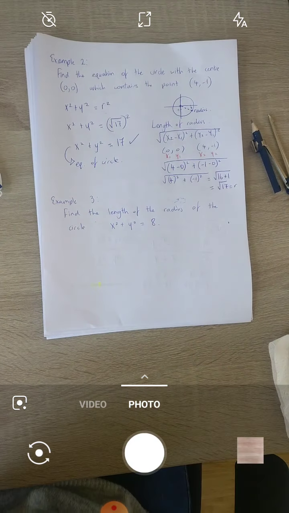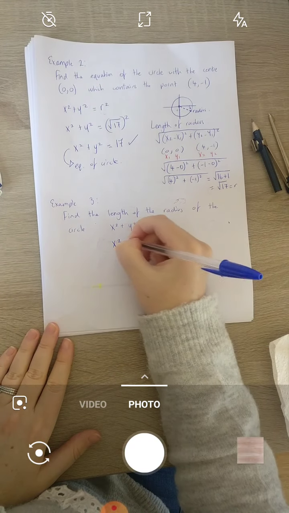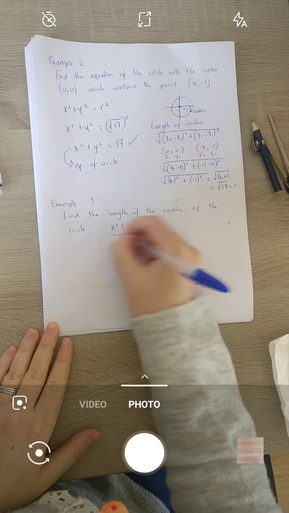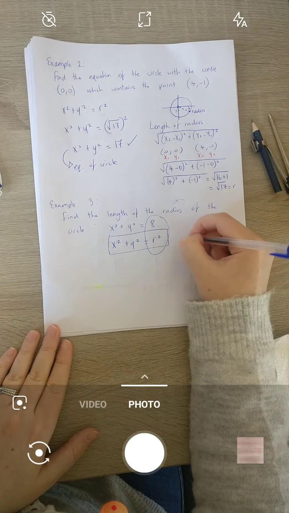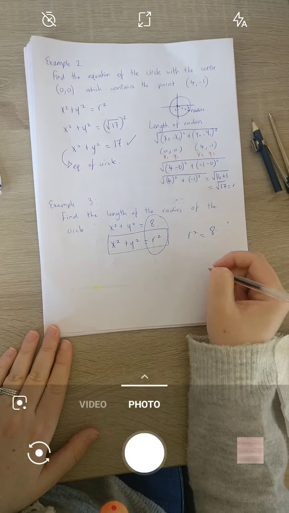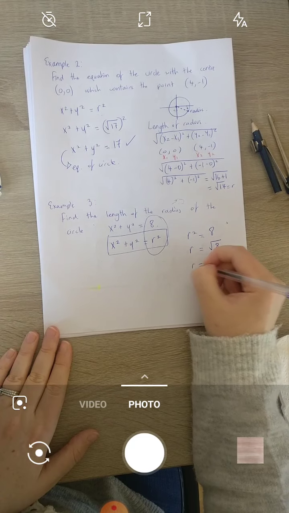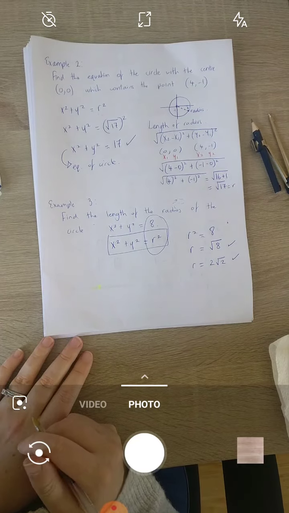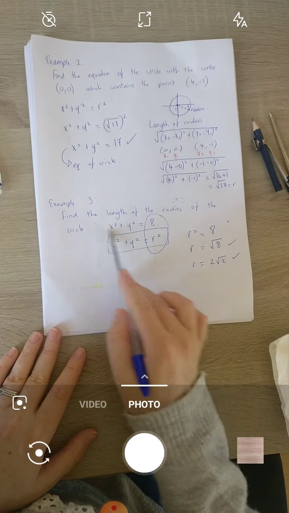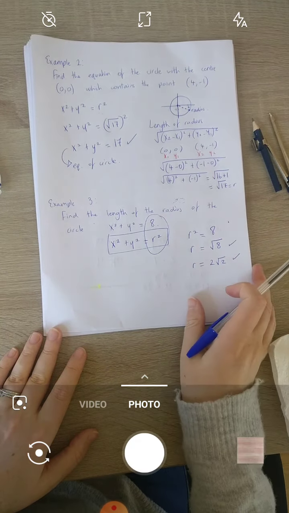So find the length of the radius of the circle x squared plus y squared equals 8. So we know the equation here is x squared plus y squared equals r squared. If we're finding the radius, we're going to let r squared equal 8. So r is equal to the square root of 8, which is 2 root 2, but either answer will be fine there. Okay, so when you're given the equation of the circle and they ask you to find the radius, we let r squared equal 8.